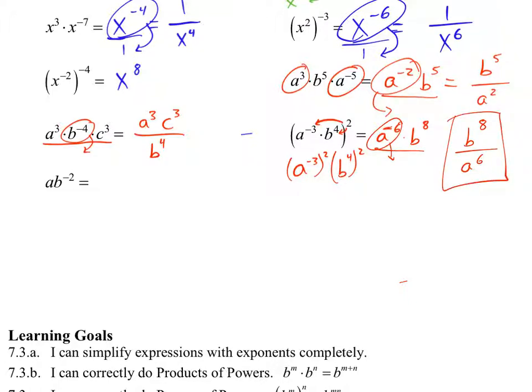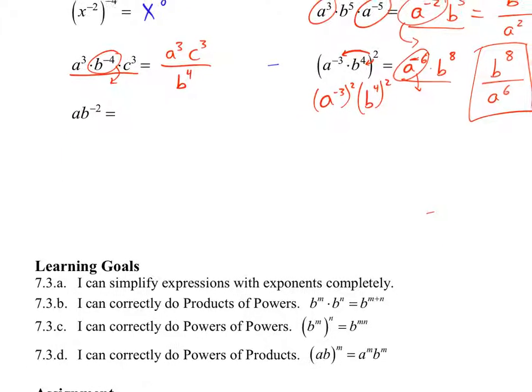Still good? Final one. Final chance to work your magic. A over B to the second. A over B squared. Nice.